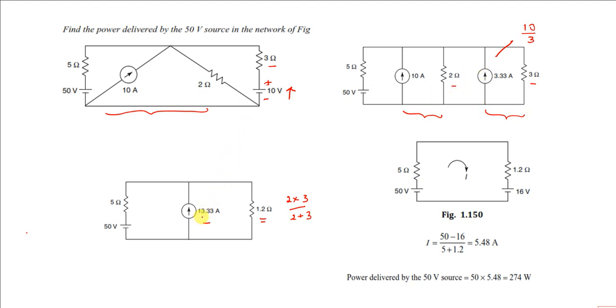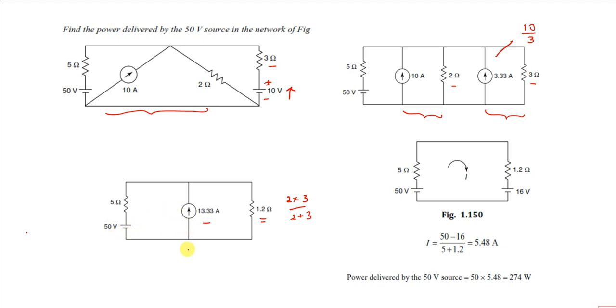If they are going in opposite directions, you have to subtract accordingly. Okay, so it is 13.33, and instead of two resistances, 2 and 3, they are parallel resistances. Okay, 2 and 2 is parallel with 3, so 2 into 3 divided by 2 plus 3 gives you 1.2. So now we have to find out the power delivered by the 50 volt source.